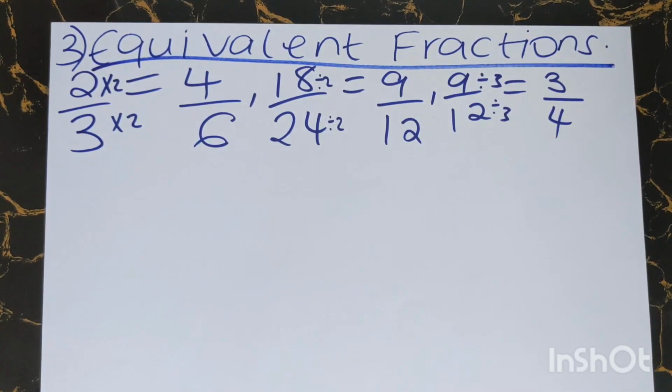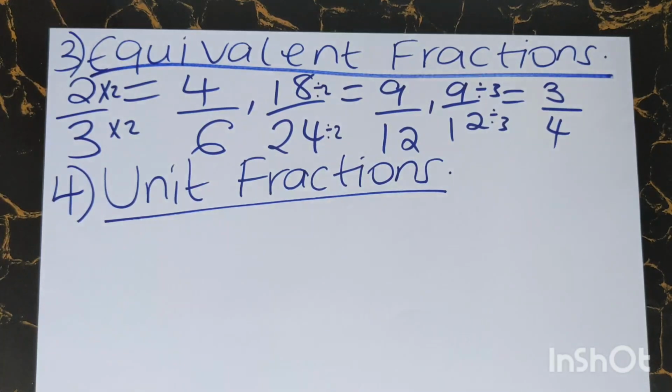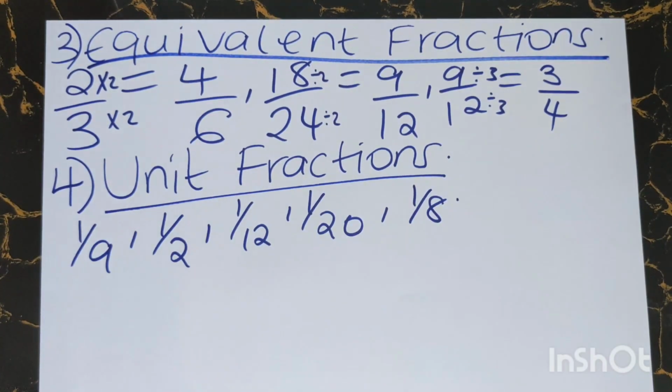So another type of fractions is unit fractions. Unit fractions are basically fractions that have the same value for the numerator, okay? So anytime you see a 1 in the numerator, you should automatically know that you're dealing with unit fractions. Some examples of unit fractions are fractions that have 1 as the numerator, okay?